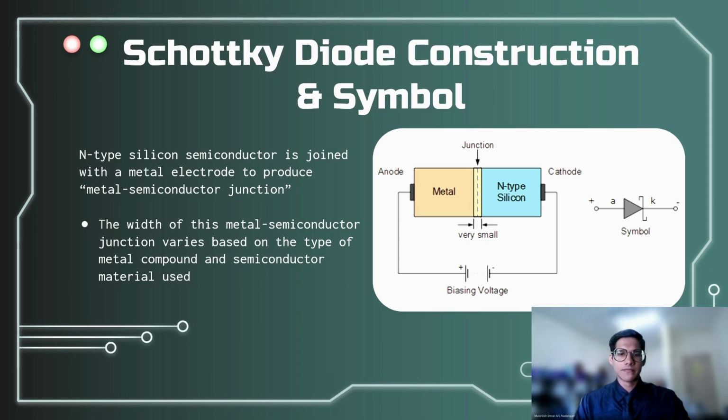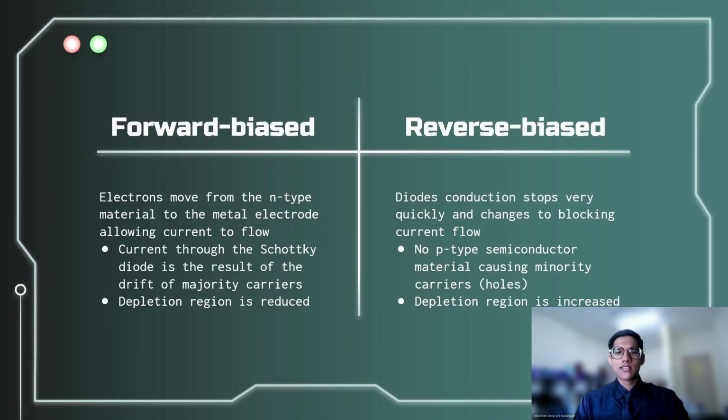its construction. During forward bias, the depletion region is reduced, causing electrons to move from the N-type material to the metal electrode, allowing current to flow. Thus, current through the Schottky diode is the result of the drift of majority carriers. And during reverse bias, since there is no P-type semiconductor material, therefore no minority carriers, so the depletion region increases and the diode's conduction stops very quickly and changes to blocking current flow.